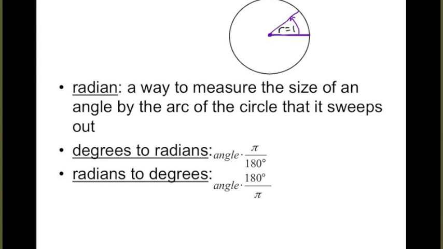The radian is a way to measure the size of an angle by the arc of the circle it sweeps out. The idea is, if I put a pen or a marker at the end of the ray of that angle and opened it up, how much of the edge of the circle would it have traced out? Or how much pizza crust is there? That's the idea of what a radian is.